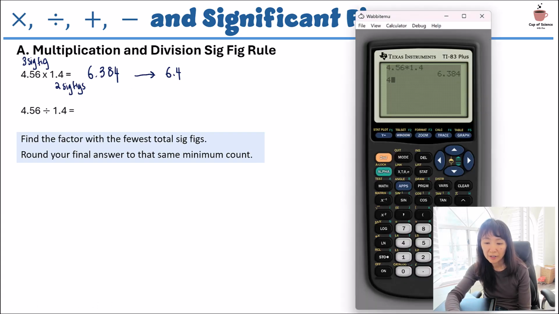Our calculator shows 4.56 divided by 1.4 is equal to 3.25714. It's got a long number, and we're only going to utilize 2 sig figs, 3 point, and then we're going to change this to 3 because there's a 5 over here, and because of the 5, that 2 needs to be rounded up. So this would be 3.3.